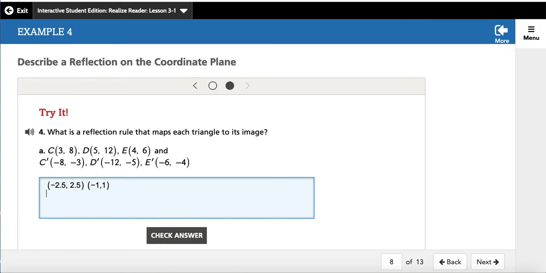So there's the points. There's 2 points on the line of reflection. Now we just have to come up with the equation for that. Y equals mx plus b. So we need the slope.